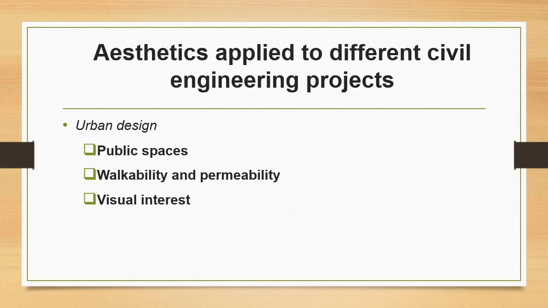Next one is the urban design. So what are the factors influencing the aesthetics? First one is the public spaces. That is incorporating elements like parks, street furniture, and public art enhances the character of the urban spaces and promotes social interaction.